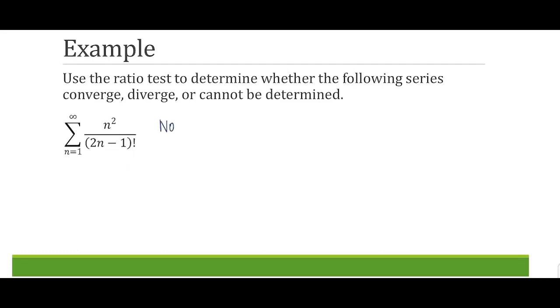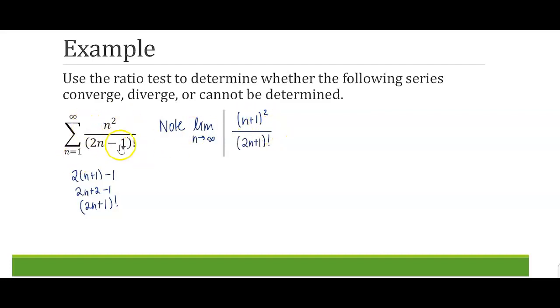So let's go ahead and again start by evaluating the limit as n approaches infinity of the absolute value of n plus 1 squared, so we substitute an n plus 1 in here, and we'll substitute an n plus 1 in here. So if I do that scratch work to the side, I'm going to have 2 times n plus 1 minus 1. Well, that's 2n plus 2 minus 1, or 2n plus 1. And all of that is factorial. So I have over 2n plus 1 factorial.